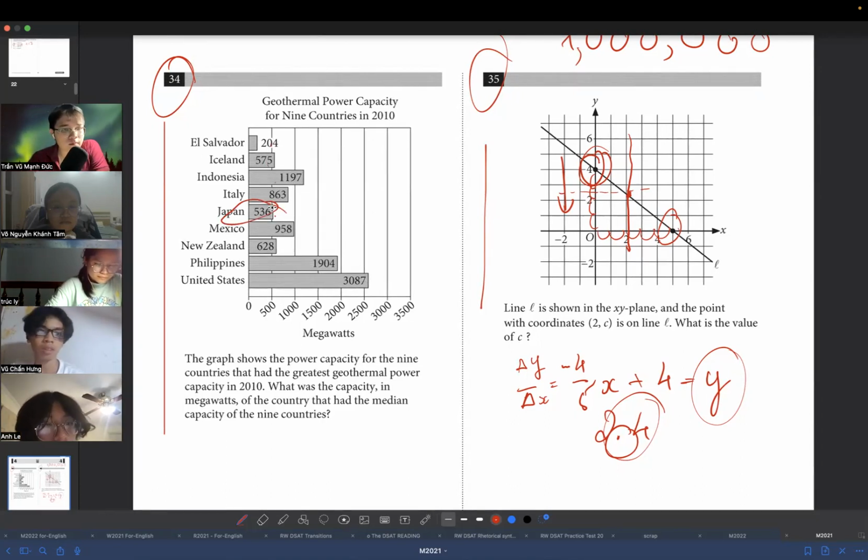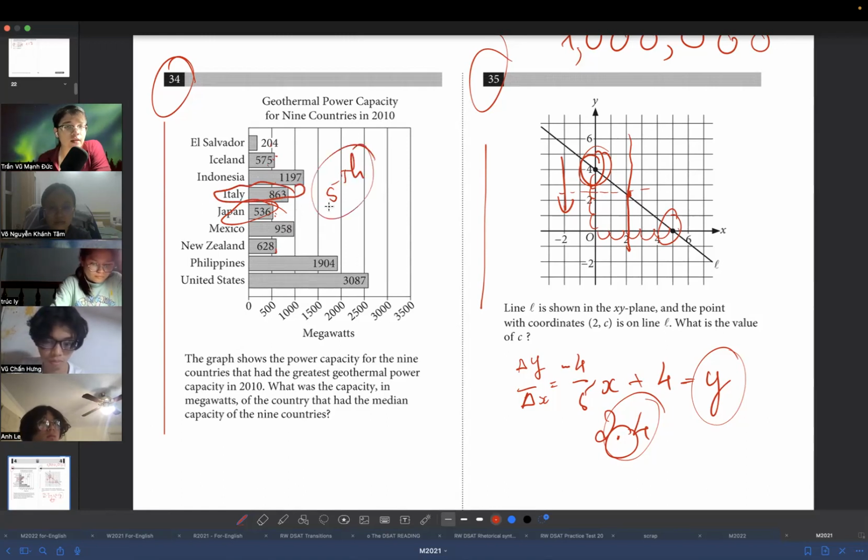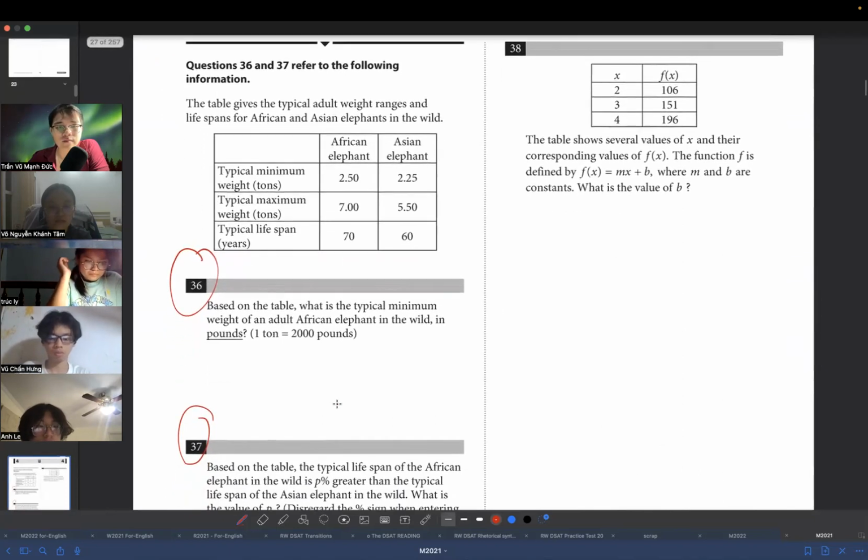You have to sort it in increasing order. The first one is El Salvador. Next is Iceland, then Japan, then Iceland to New Zealand, and finally Italy. Italy is the 5th country, so this is the 5th point. The median is 863. This is very simple, but very tricky, because you can very easily make a mistake on this.